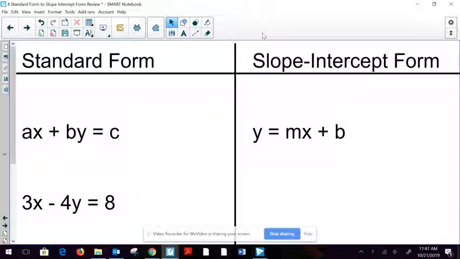Today we're going to be talking about standard form and how to change it into slope-intercept form. So on the left-hand side, please copy down these notes. We have standard form, which is in the form ax plus by equals c. On the right-hand side, slope-intercept form, y equals mx plus b. Our whole goal in today's lesson is to get from standard form to slope-intercept form.